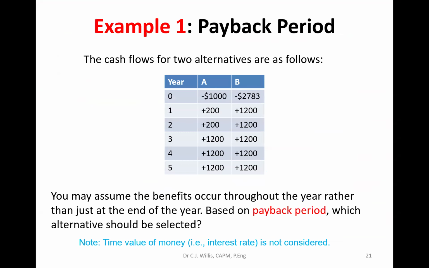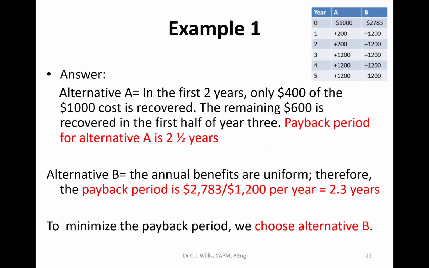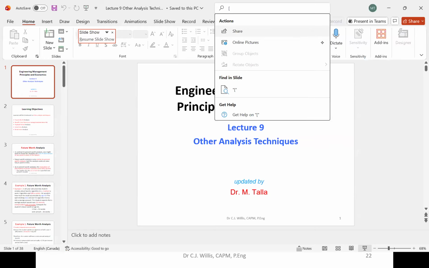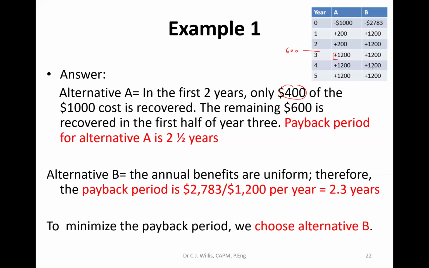Okay. Payback period right here. Look at it. So your money you get here, right? First 2 years you got $400, and in the third year you need to get $600 more. So you got the 2 years here: 200, 200 is this one.